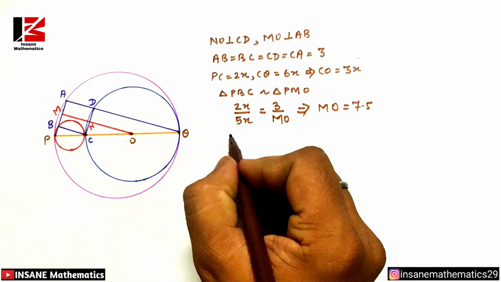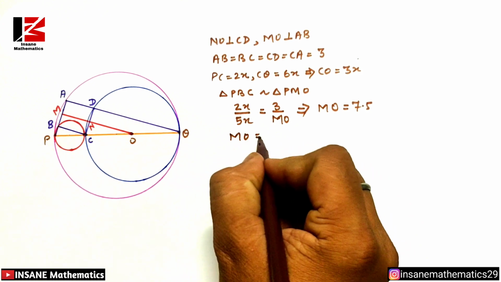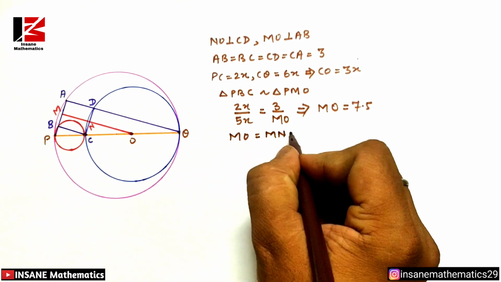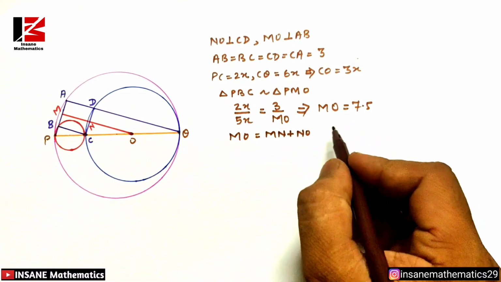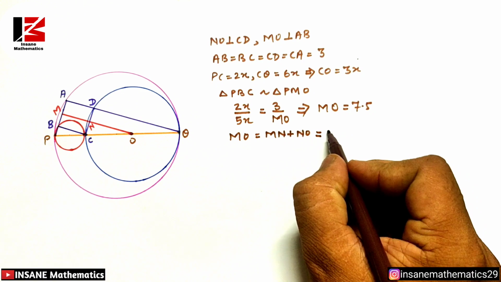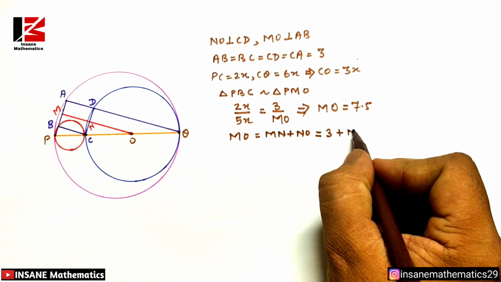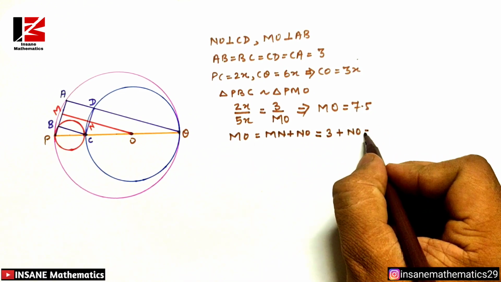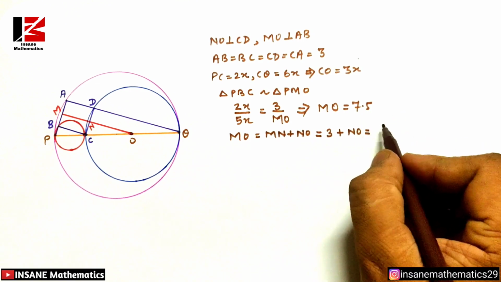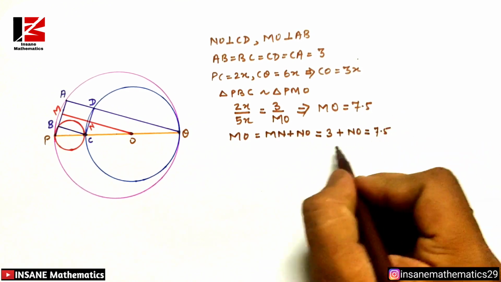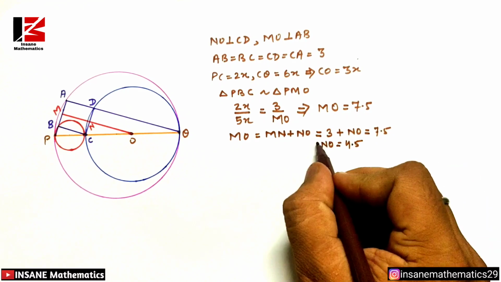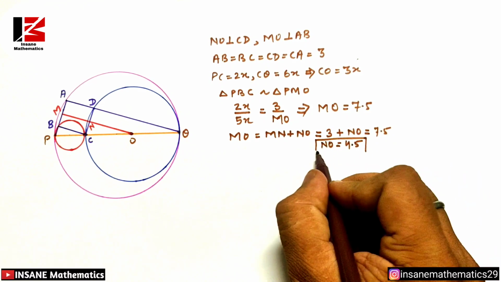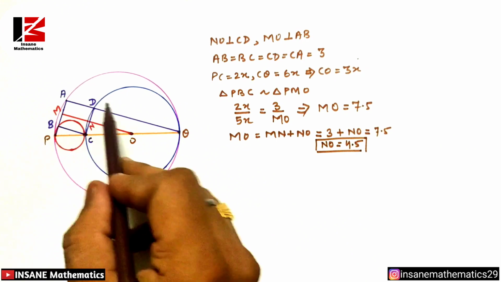As MO is equal to MN plus NO and MN is equal to AD, therefore we can write MN is 3 unit plus NO, and MO is, we have found, 7.5, therefore NO will be 4.5 unit.